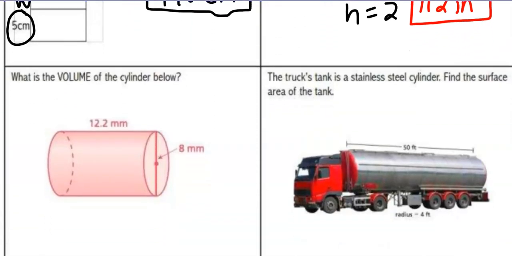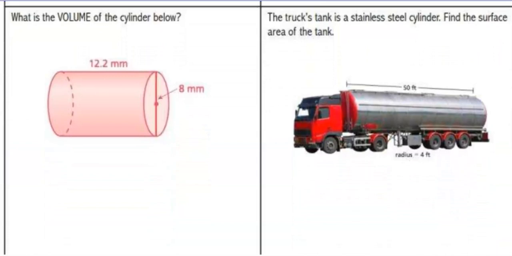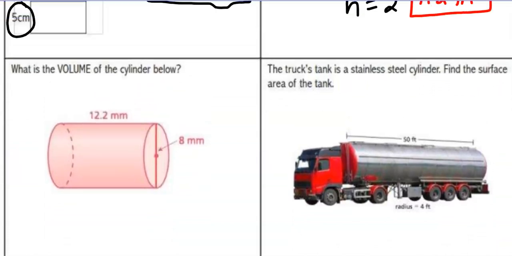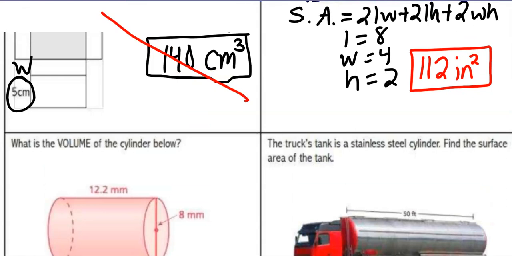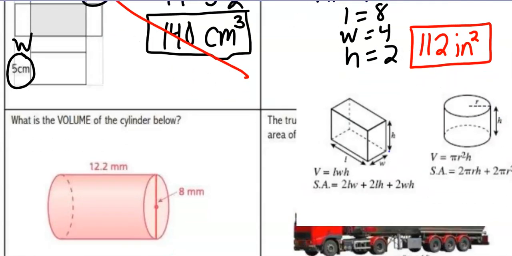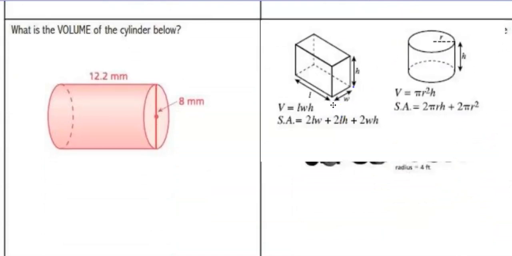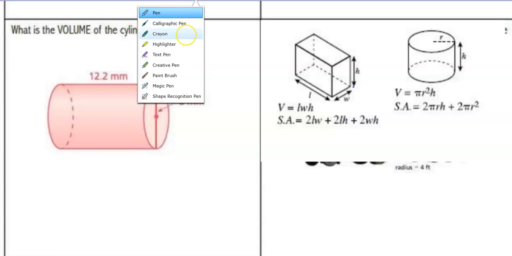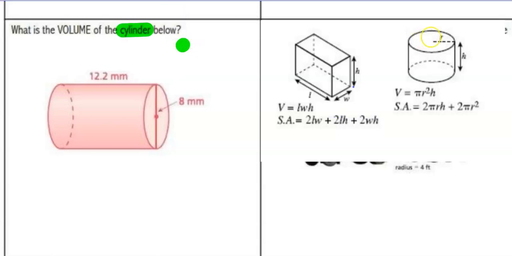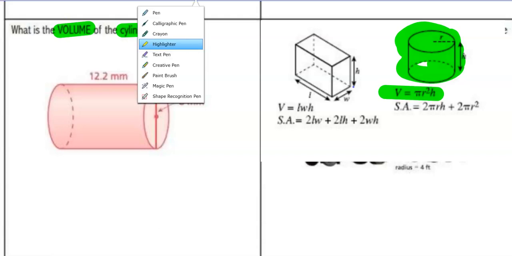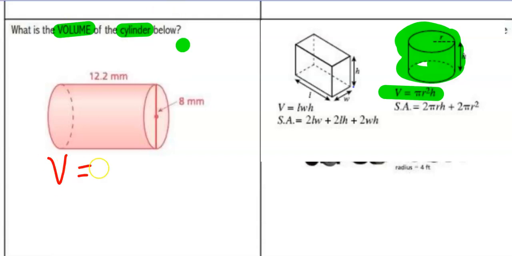Moving on. Now we have some cylinders. The first one, we're going to find the volume of that cylinder. So I'm going to bring my formulas down. You guys should have these formulas. This shape here is our cylinder, and we're finding the volume, so we're going to use this formula. We're going to write down our formula: volume equals pi r squared, which is radius, times h, which is height.